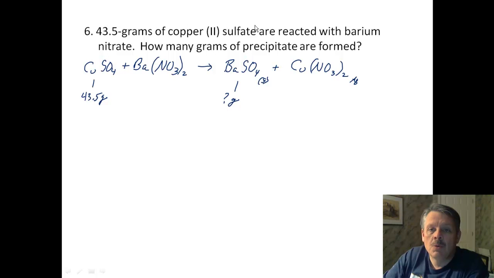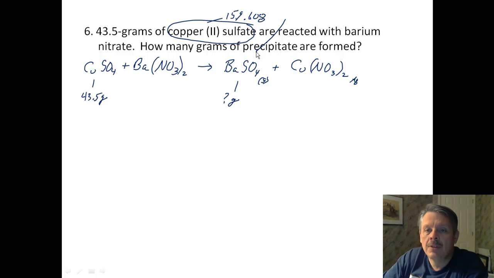Okay, so what we have to do first is figure out how much copper sulfate weighs. And copper 2 sulfate, if you go out and look at your periodic table, do the math, you get 159.608. And if I look at barium sulfate, I can figure that one out, and that's 233.39, and that's grams per mole in both cases. Okay, so let's go ahead and do our problem.